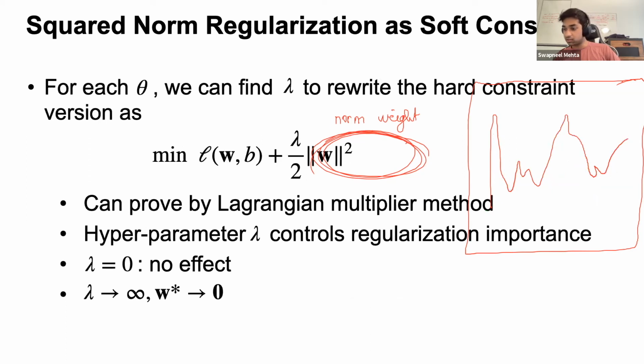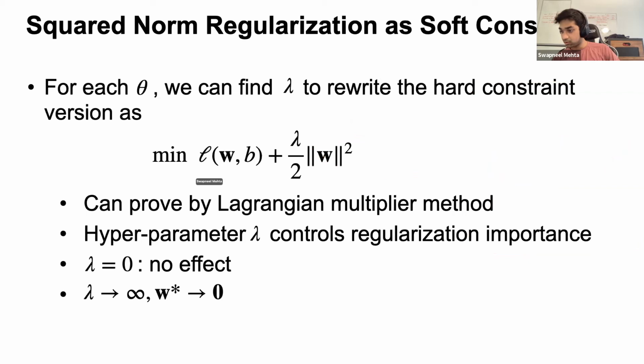Mathematically, you have your usual loss, but now you also have this regularization term. We call it L2 regularization because this is the second norm of the weight. What is the lambda? The lambda is a hyperparameter that controls how much regularization you want to apply. Lambda equal to 0 obviously negates this term, which means no regularization is applied.